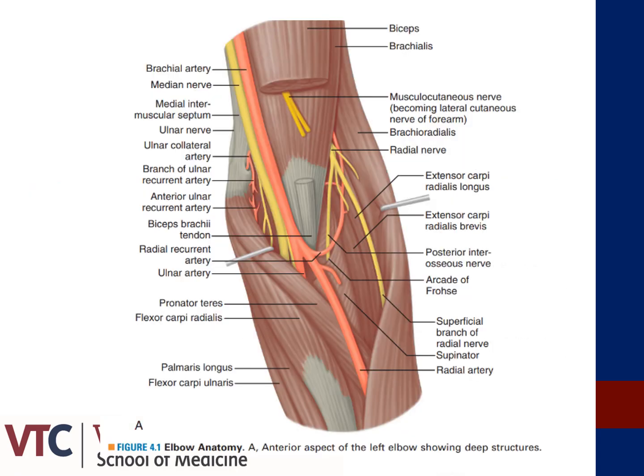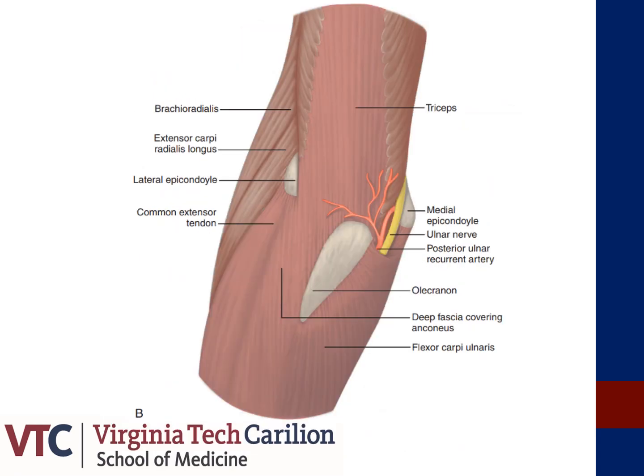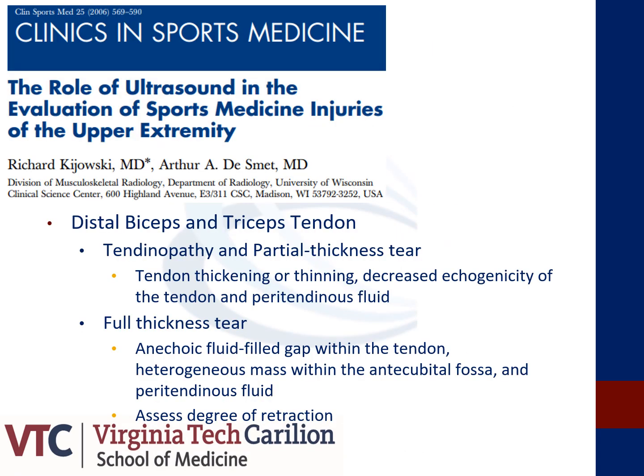We'll now discuss some anatomy about the elbow. Here are just some images to refresh us. So when looking at the anatomy of the elbow, I am going to focus on imaging of the distal biceps in particular, but also will mention the triceps tendon.